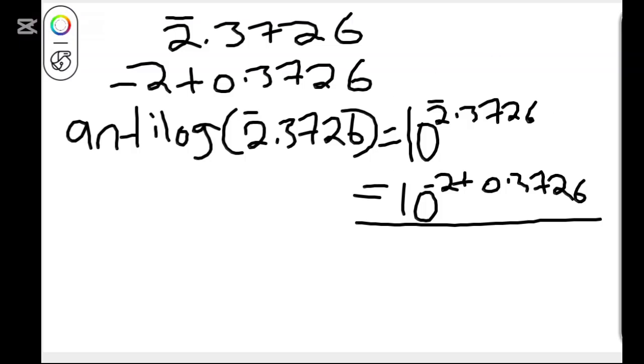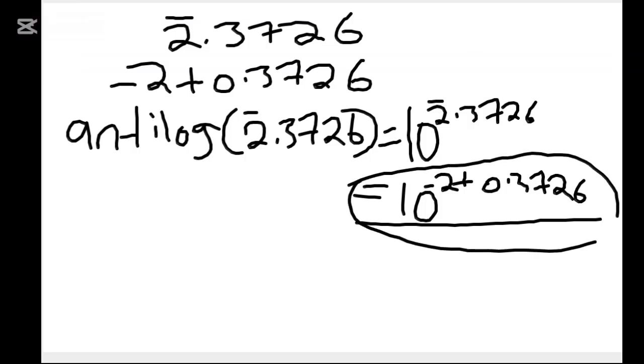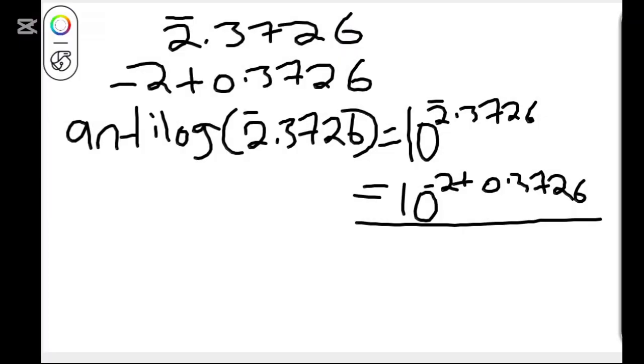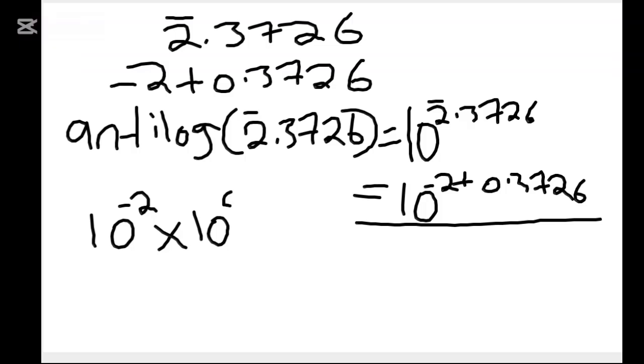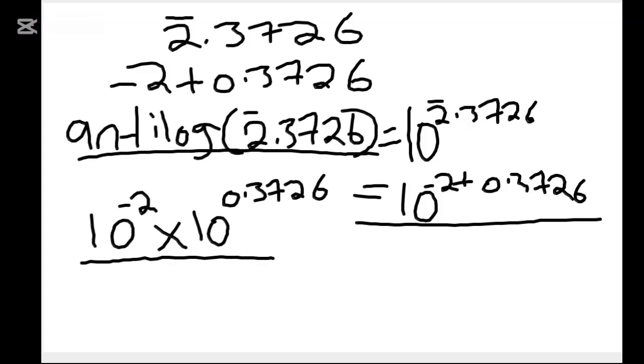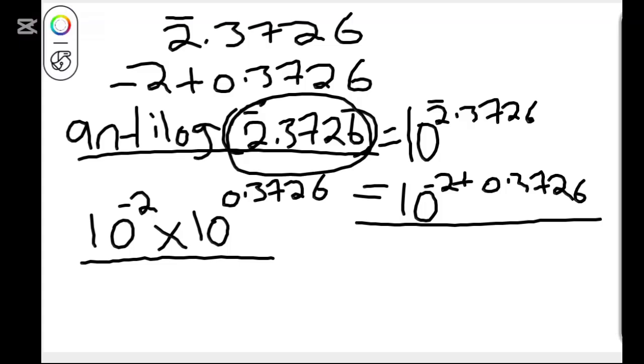And you have to take note that this is also the same thing as what I'll write here. It is the same thing as 10 to -2 multiplied by 10 to 0.3726. So as you can see, automatically the antilog of this now becomes this, because I separated these numbers: I have -2 and also plus 0.3726.